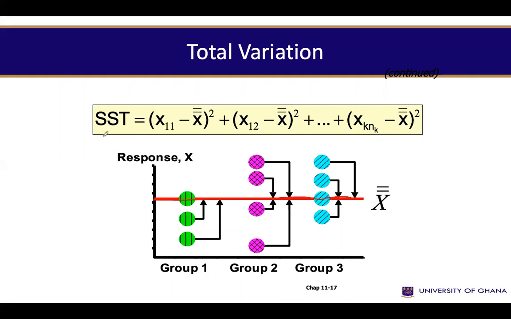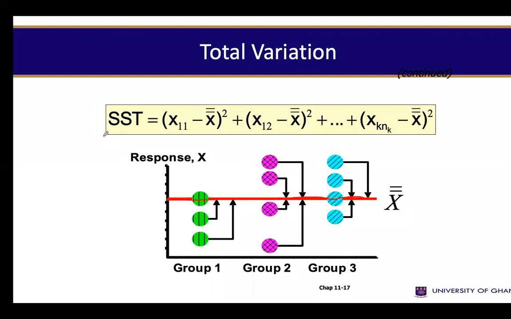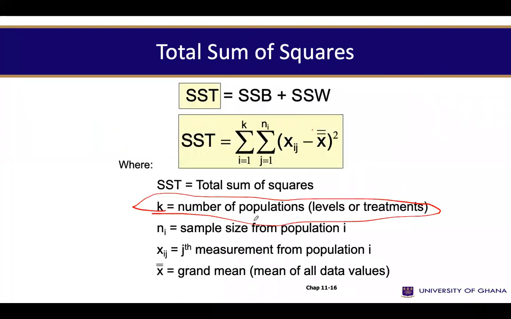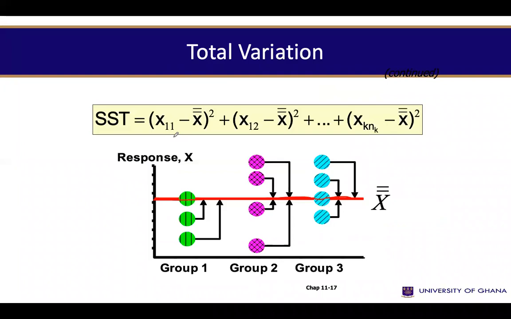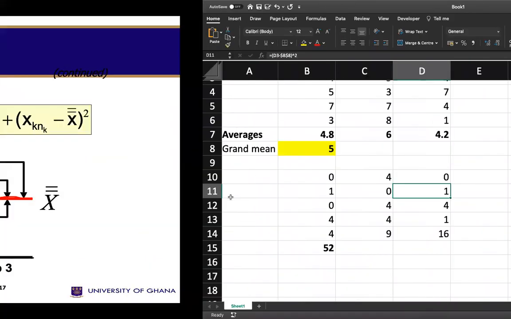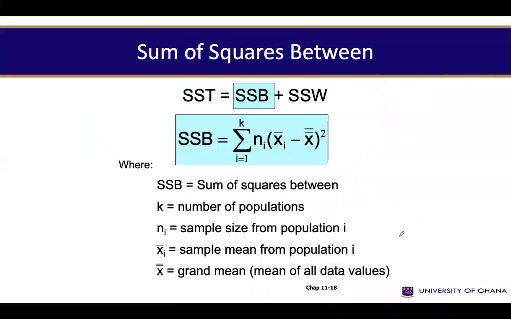So if you are expanding from this notation that we use, beyond this sigma notation, it can be expanded as this: x11 minus x bar bar, x12 minus x bar bar, as in the first number in the first group, the second number in the first group, then the nth number in the kth group minus the grand mean. You square it, put them together, and that gives you the total sum of squares, like what we have here. Any questions before we move on?